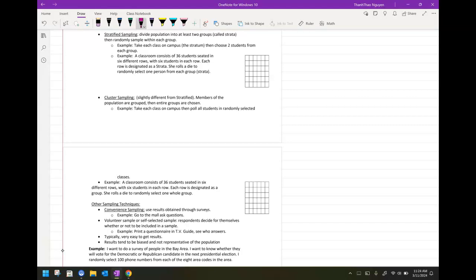Group 1 is in row 1: 1, 2, 3, 4, 5, 6. In row 2: 2, 2, 3, 4, 5, 6. In row 3: 3, 2, 3, 4, 5, 6. So on and so forth. Then I roll a die, say I roll number 3. Then this entire group is chosen. Okay.